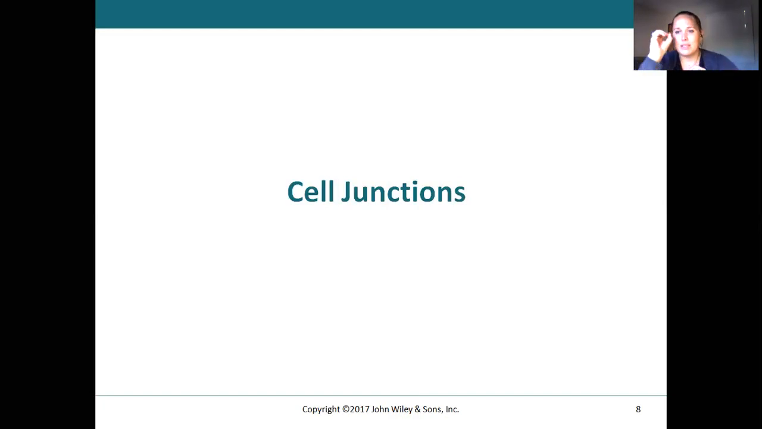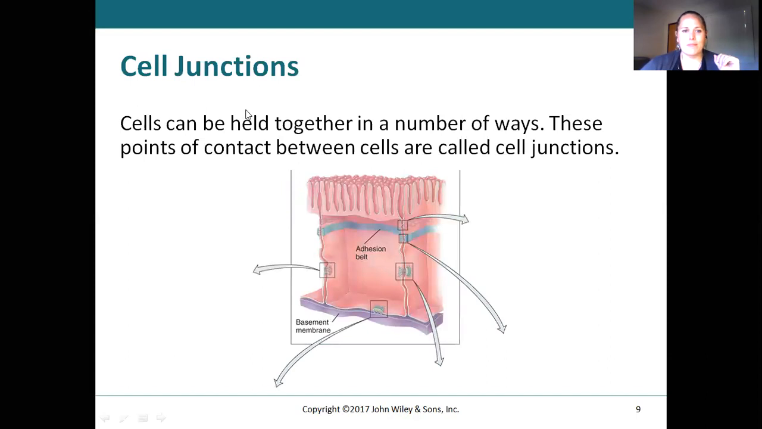Because we're not talking about single individual cells floating in the environment. They're all tightly woven together. Maybe woven is not the best word, but they're tightly stuck together. So we'll talk about what those cell junctions are actually composed of. They can be held together, as the slide says, in a number of ways. And these are all points of contact between neighboring cells.